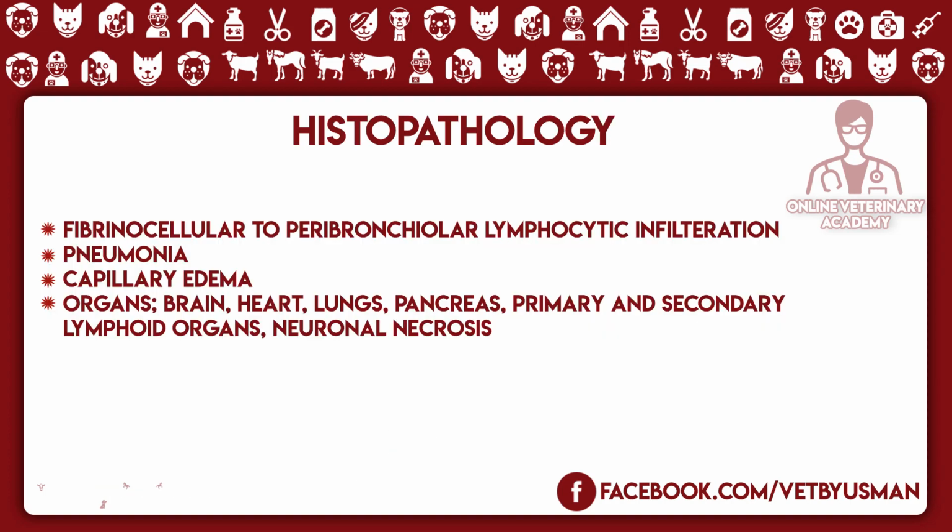Talking about histopathology, we will see fibrinocellular to peribronchiolar lymphocytic infiltration, pneumonia, capillary edema. Organs affected: brain, heart, lungs, pancreas, primary and secondary lymphoid organs, with neuronal necrosis.